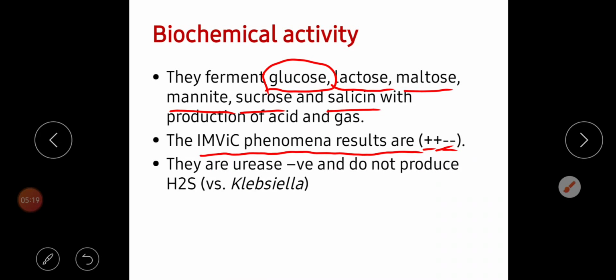As I said, what we mean by IMViC phenomena, it is an abbreviation of four useful reactions that are used to detect the Enterobacteriaceae by their metabolic end products. I represents indole test, M methyl red test, V Voges-Proskauer test, and C citrate utilization test. So for E. coli, they are indole and methyl red positive, Voges-Proskauer and citrate utilization test negative.